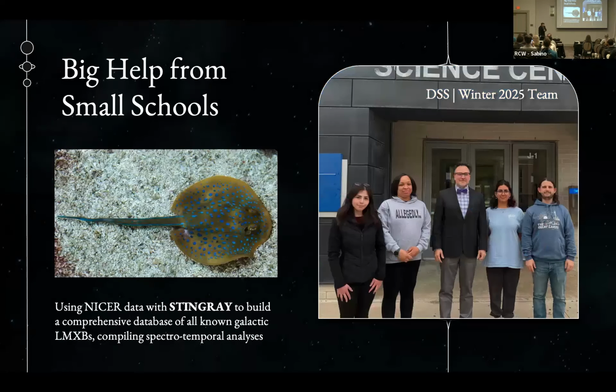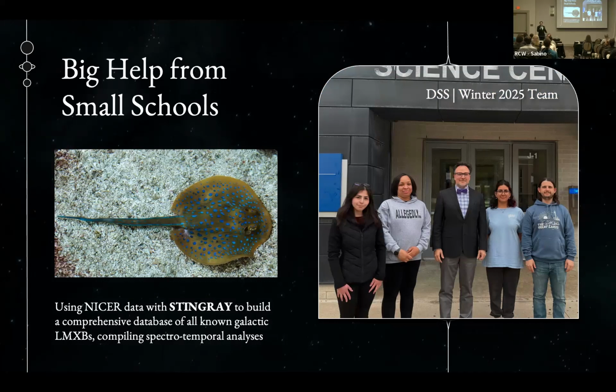This year's cohort is doing, pardon my graph here, research on neutron star low-mass X-ray binaries. They're using the Stingray software to do spectrotemporal analysis. And we are roughly 2,000 observations in on an 8,000 observation project. This is very heavy lifting coming from some students who are freshmen and sophomores in college.